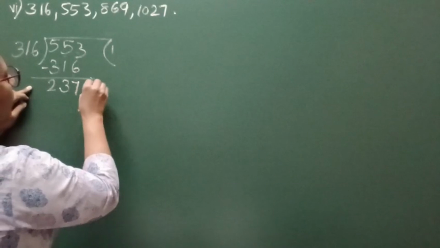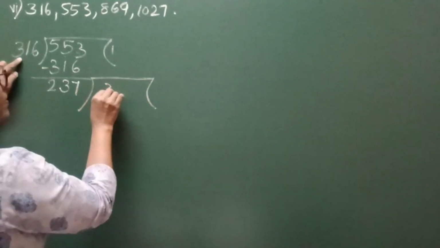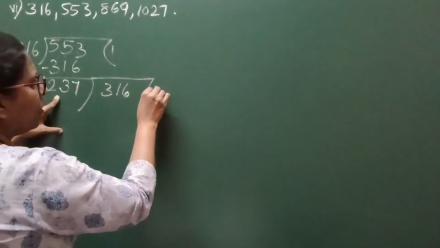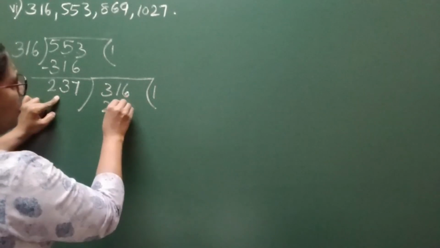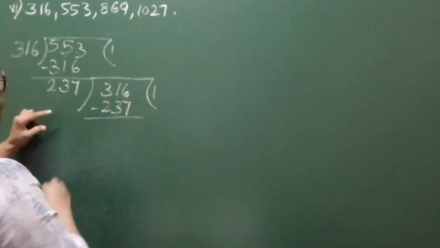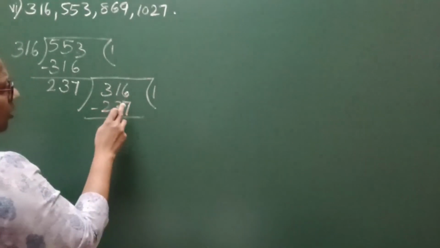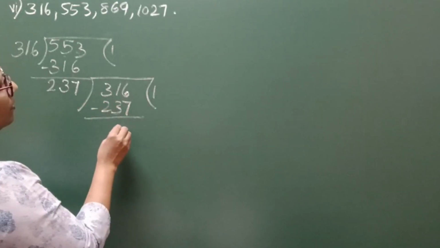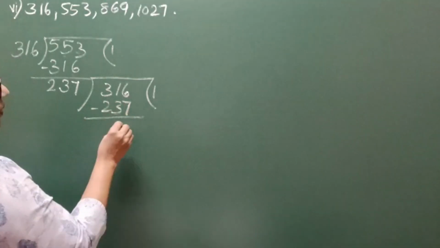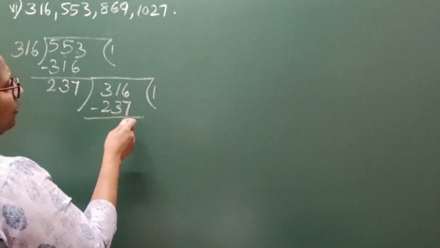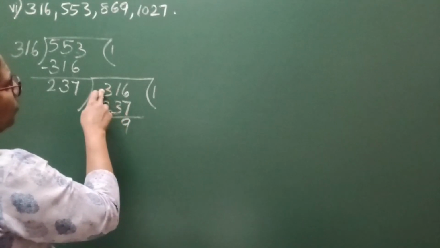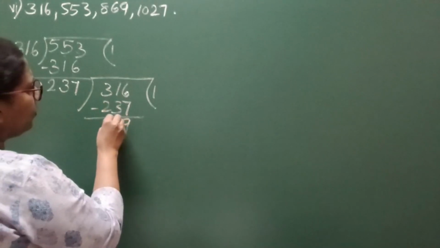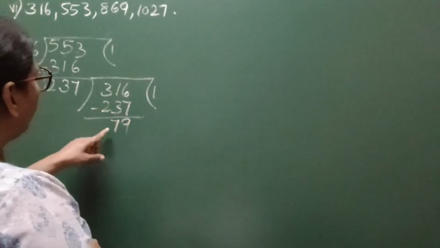Now 316 divided by 237. Again only one time. 237. 6 is smaller than 7, so borrow from here, make it 16 and subtract 7. 16 minus 7 is equal to 9. Then here remaining 0. So borrow from here, make it 10. 10 minus 3 is equal to 7. We got 79.